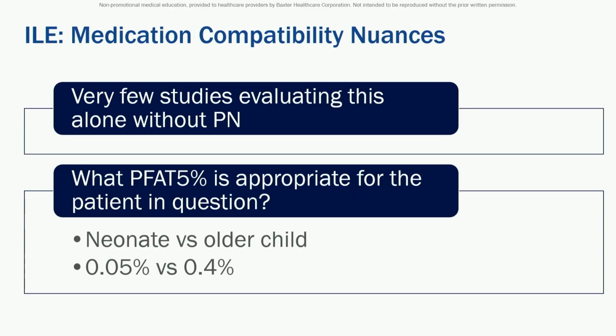And then finally, IV lipid emulsions. So there's a lot of nuance here. There's not a lot of great information as to what we should be using, and almost no information about running IV lipid emulsions alone, although I will say in practice, we are often separating out our PN and our lipids into different lines in an effort to run and maintain a med line. So we also don't know what PFAT5 is appropriate for the patient. So is it 0.05? Is it 0.4? Is it somewhere in the middle? It's unclear. I think that's more clinical discretion than anything else.